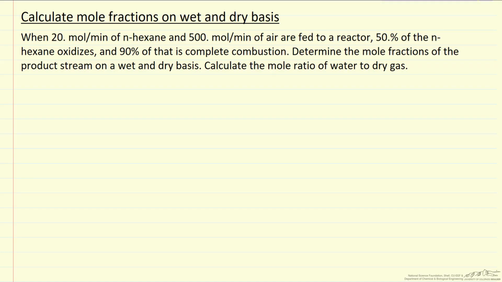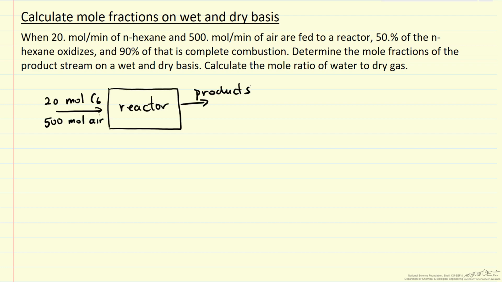In this problem, we want to calculate the mole fractions of the products leaving a reactor where we're oxidizing n-hexane in air, and 50% of the n-hexane is oxidized, and 90% of that oxidation is going to carbon dioxide and water. The other 10% goes to CO and water. So let's first look at just a drawing representing what we're doing.